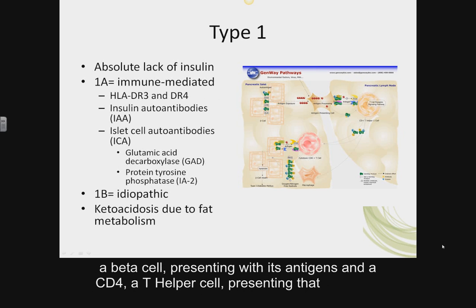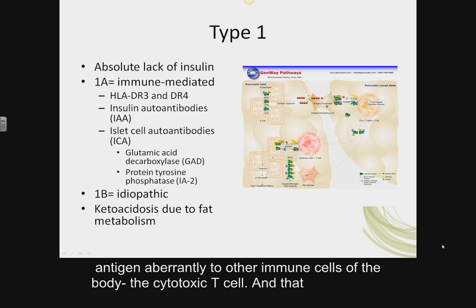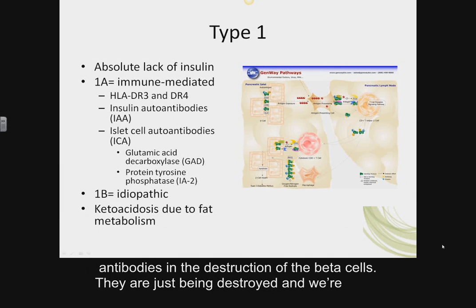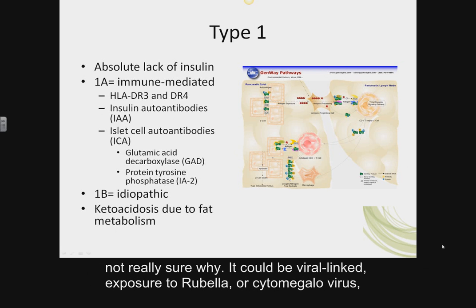We also can have antibodies against insulin itself. These are called insulin autoantibodies, or IAA. In this picture, you're seeing a pancreatic islet cell, a beta cell, presenting with its antigens, and a CD4 T helper cell, presenting that antigen aberrantly to other immune cells of the body, like the cytotoxic T cell. And that starts destroying the beta cells.